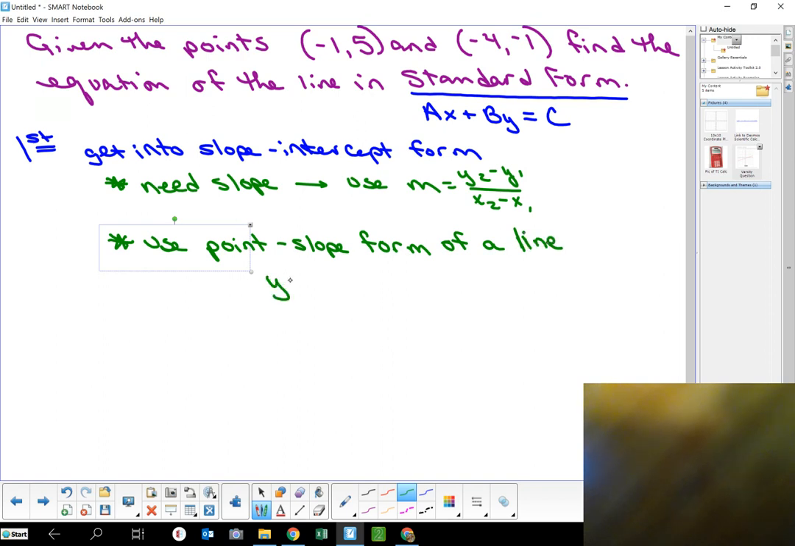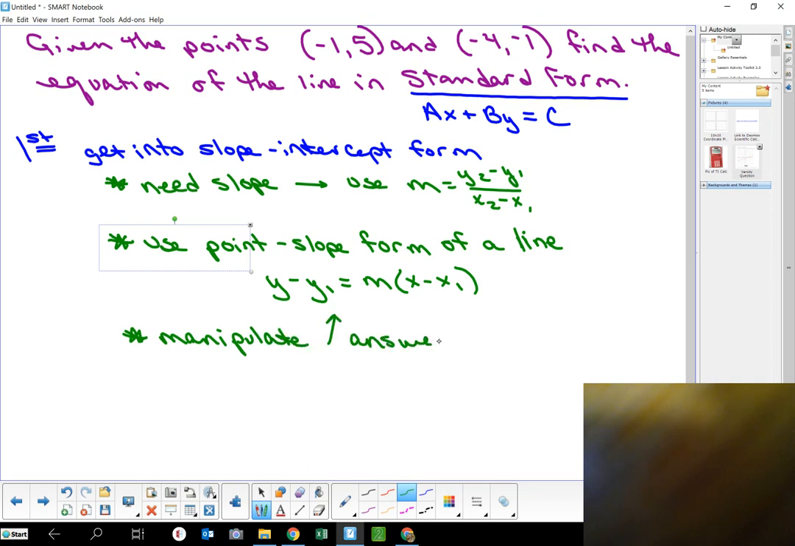Which is y minus y1 equals m times the quantity x minus x1. And you just pick one of those 2 points up above, okay? So if we were to do that, and then eventually we need to manipulate that, right? So then I guess that would be step 3. Then we need to manipulate this answer into standard form.